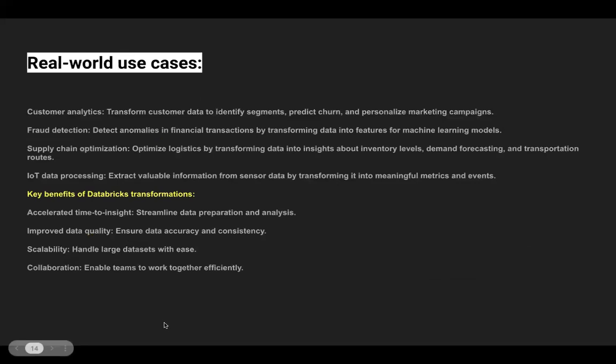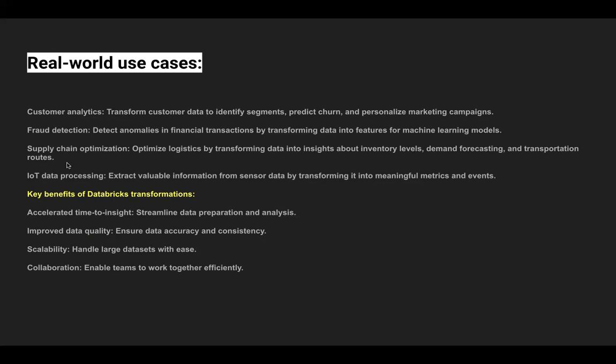Now, real-world use cases. For example, if you want to analyze customer data, Databricks transformation will help you transform customer data to identify segments, predict churn, and personalize marketing campaigns. Nowadays, with marketing campaigns, there is a lot of analysis happening based on the customers, and they want to select a niche product and do some analytics on that. So for a particular customer, they can go ahead with some transformations based on the data they get, and do analysis on the reporting side.